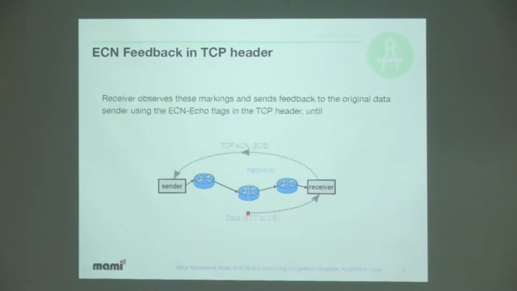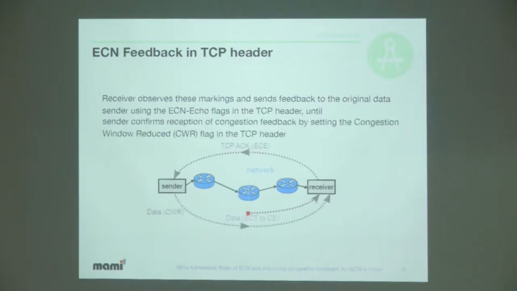What it does is, it uses one of the flags in the TCP header and sets the flag. And it sets the flag on every acknowledgement until it gets confirmation from the sender that this was actually received, to make sure that the congestion signal is really received by the sender and cannot be lost. As soon as the sender receives an acknowledgement with the ECE flag set, it uses the other TCP flag on the next data packet, the CWR, the congestion window reduced flag, and tells the receiver that it actually received the signal. And it does it for every ECE it received.